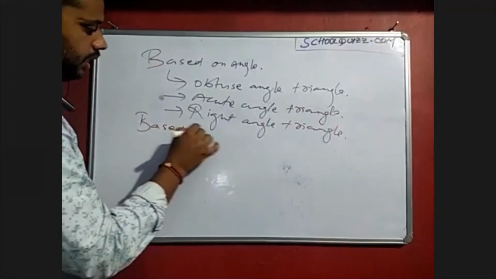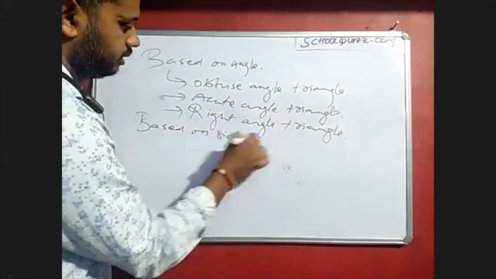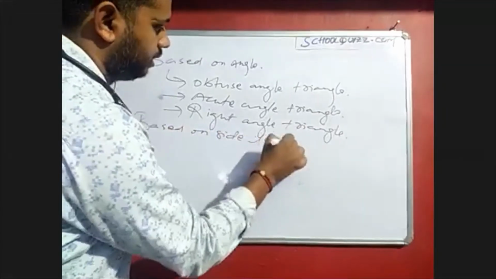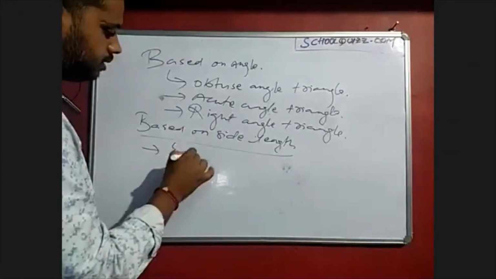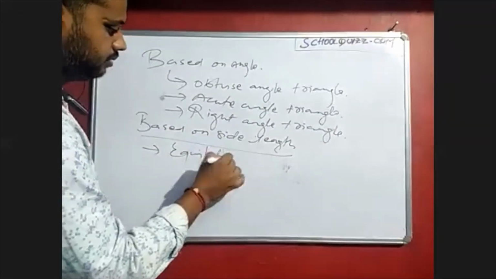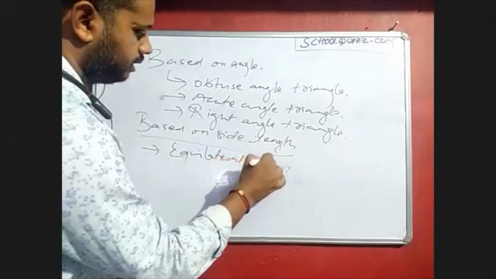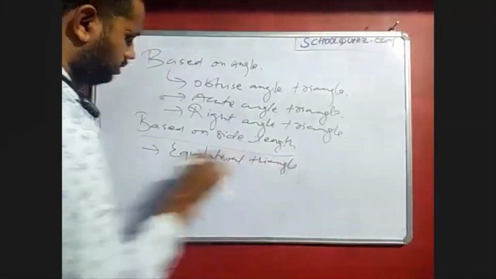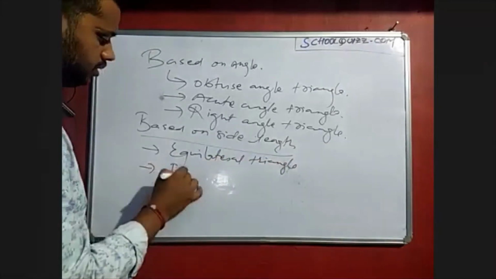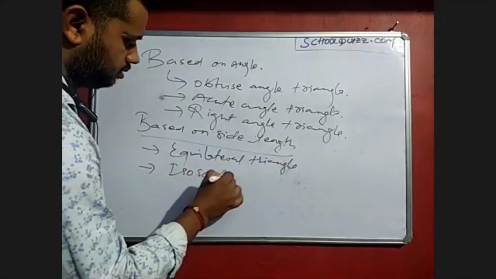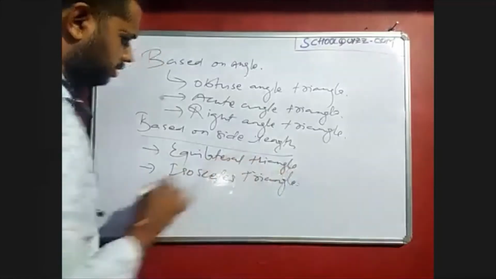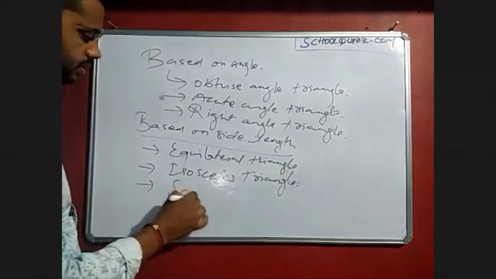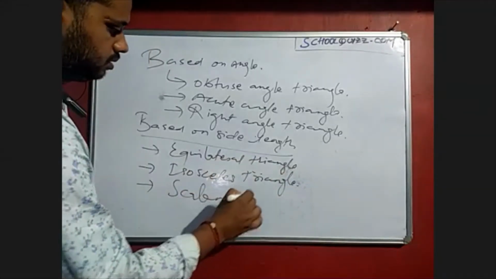Based on side length, they are again divided into three parts: equilateral triangles, isosceles triangles, and the third one is scalene triangles. Okay, so triangle.